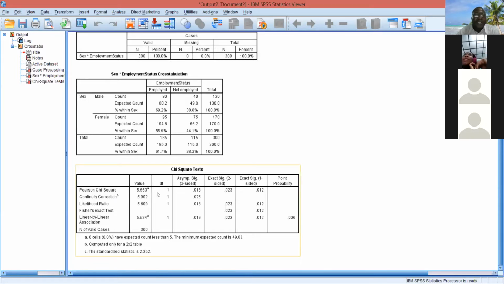5.553 if the rate corrected chi-square. 5.02002, look at the likelihood ratio chi-square, 5.609 we calculated. Look at Fisher exact test, 5.534. The only one here we didn't calculate, we don't need, is linear by linear. By the time we get to chi-square for trend, we will use that linear by linear. But it doesn't make sense here because this is a 2 by 2 table.